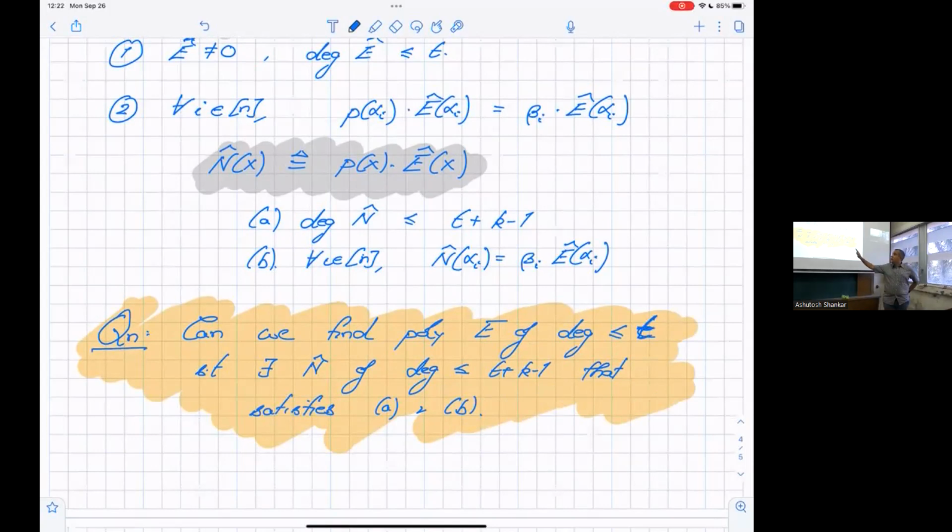By the way, E hat is a solution to this question. E hat need not be the only solution. There might be other E's. There might be spurious E's that satisfy the equations. But there are two questions to ask, two things that we have.